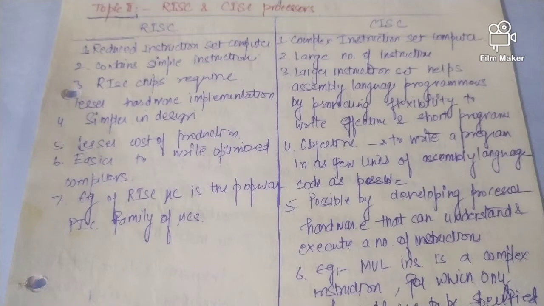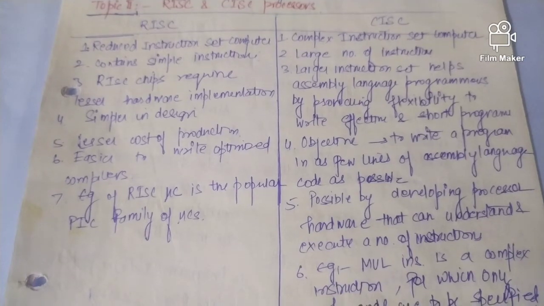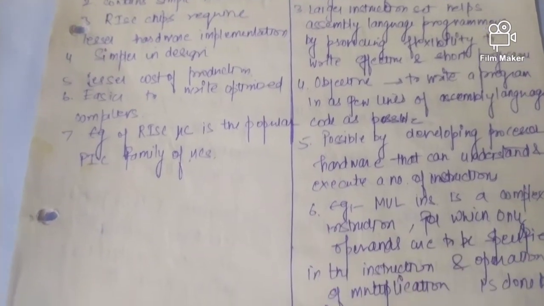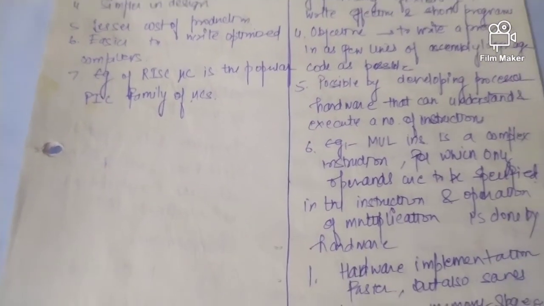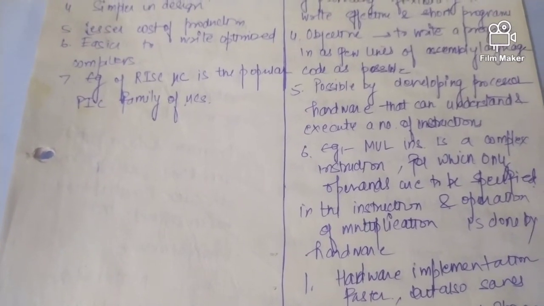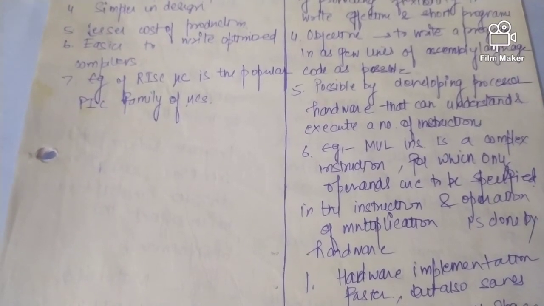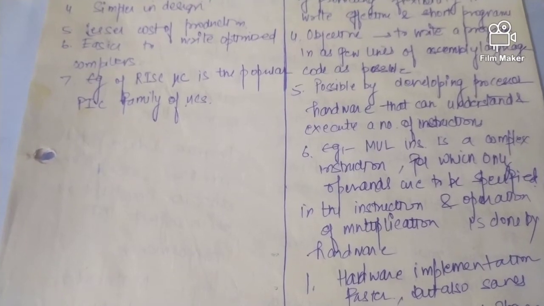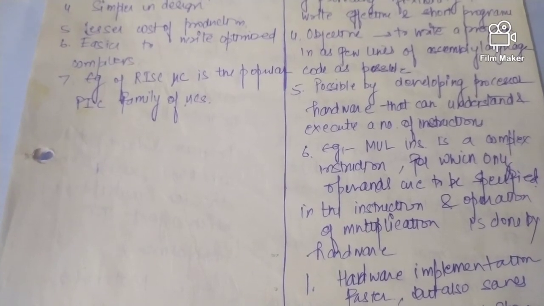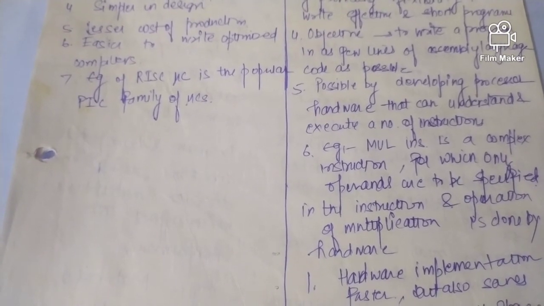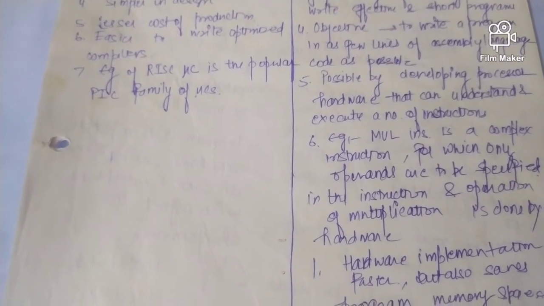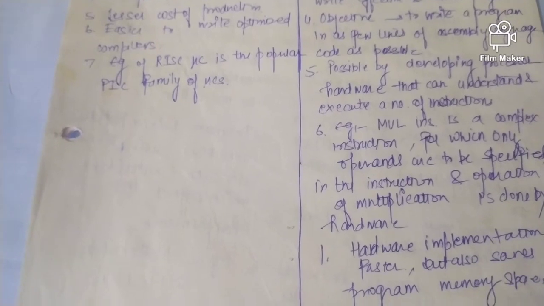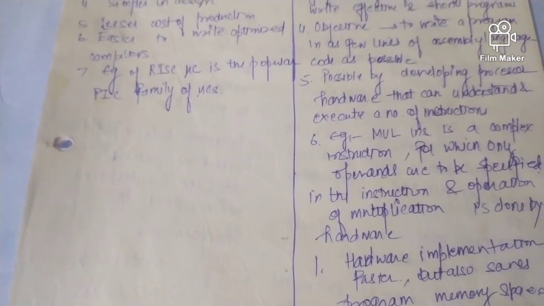For example, the MUL instruction is a complex instruction, multiply, for which only the operands are to be specified in the instruction, right? And the operation of multiplication is done by the hardware itself. Hardware implementation in this case is faster, but it also saves your program memory space.